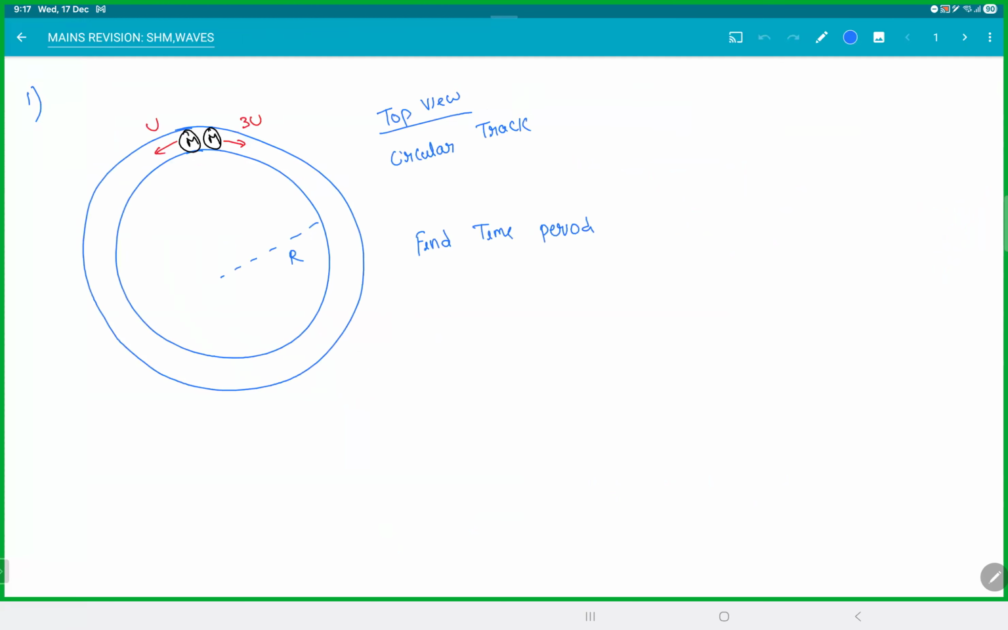Let's get this thing, SHM. We have two balls, top view, circular track of radius r. Both the balls have the same mass, but they're going with u and 3u. Find the time period.